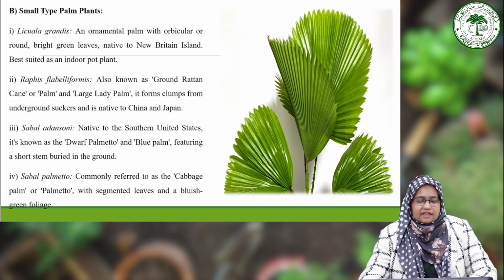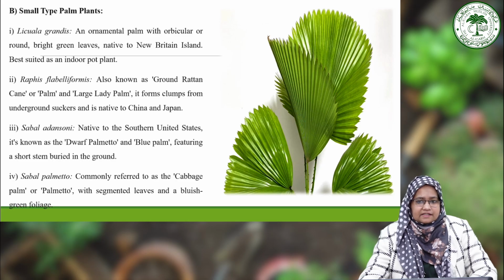Then the next one is Rhapis flabelliformis, also recognized as ground rattan cane or large lady palm. It forms clumps from an underground sucker, originated from China and Japan. It is a popular choice for indoor and outdoor gardens. Then the next one is Sabal adansonii. It is indigenous to the southern United States. It's known as the dwarf palmetto or blue palm. It features a short stem buried in the ground and is quite noble looking.